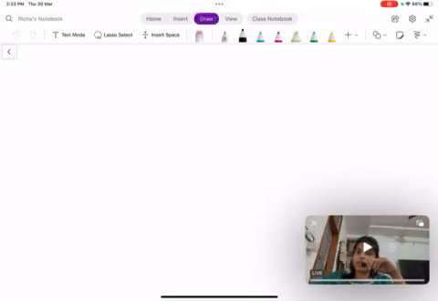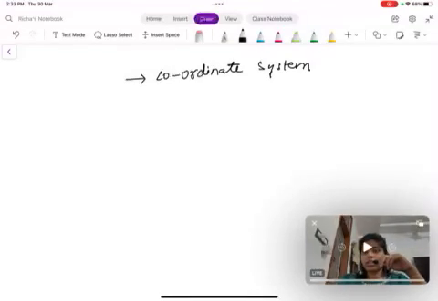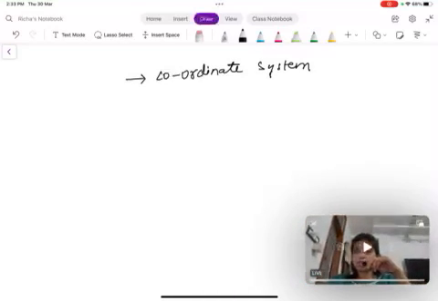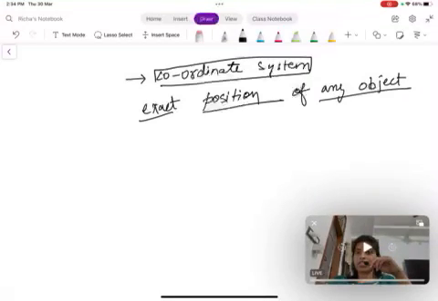In the previous video, we saw why there was a need to develop a coordinate system, to define the exact position of any object. So for that, we came up with a solution of coordinate system.